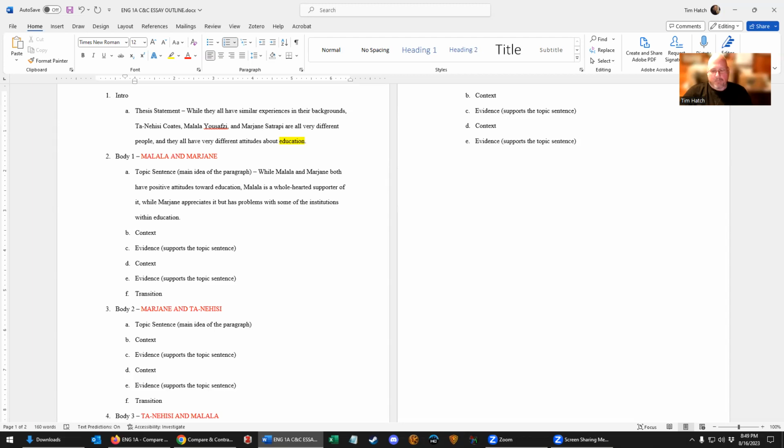She grew up seeing schools turned into basically government propaganda warehouses, and they went from teaching people how to think to telling people what to think, which is very different. So, and then what would be a piece of context for that? Well, so we're talking about Malala and Marjan in this particular paragraph. So let's first focus on Malala.